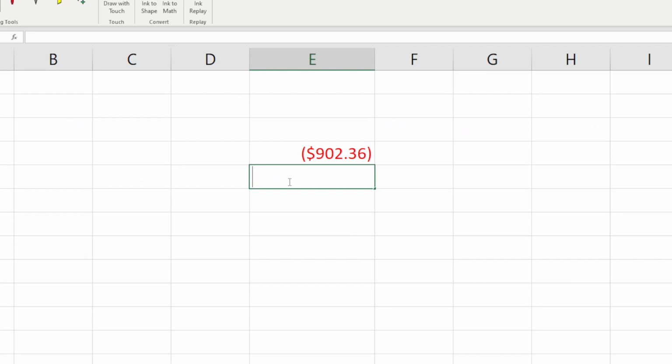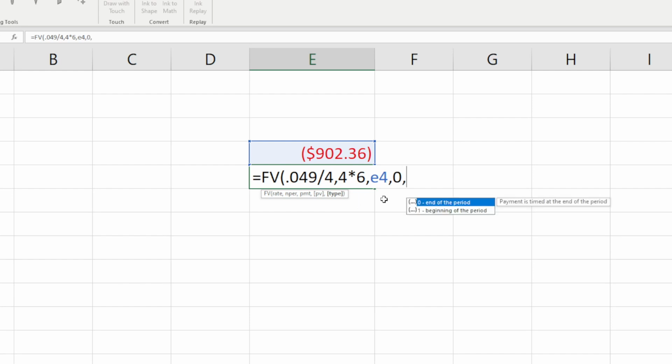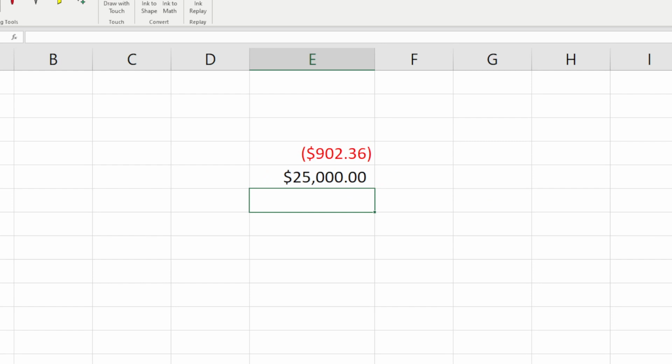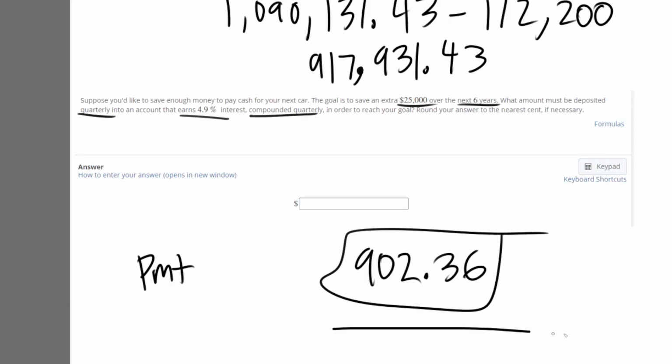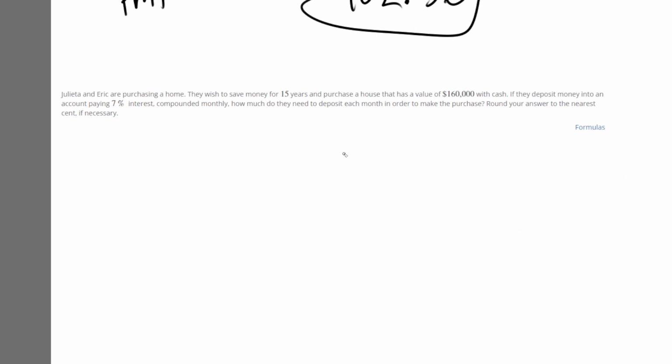We can do the future value formula. So equals FV. Rate is 0.049 divided by 4, comma, number of periods is 4 times 6. And the payment is E4, which is 902.36. And the present value is still going to be 0. And we still put nothing for type. And that gives us $25,000. So that was a correct answer. Okay, last problem. Home stretch.